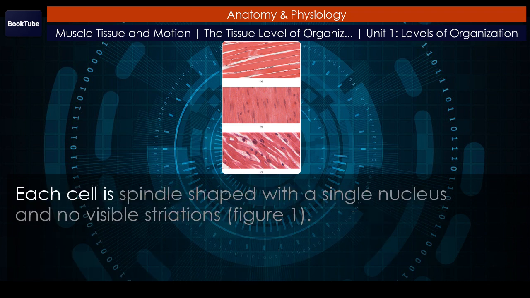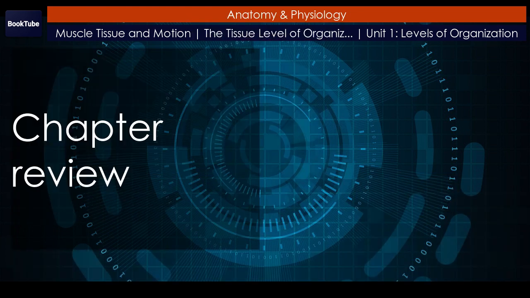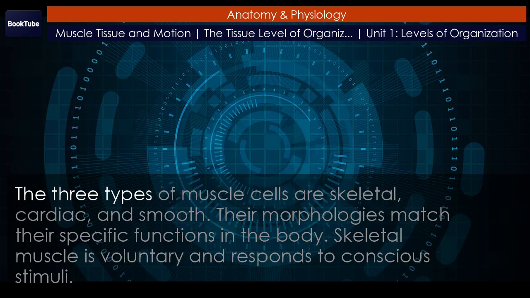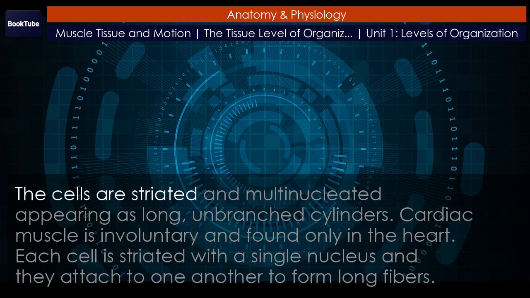Each cell is spindle-shaped with a single nucleus and no visible striations. Figure 1. Chapter Review. The 3 types of muscle cells are skeletal, cardiac, and smooth. Their morphologies match their specific functions in the body. Skeletal muscle is voluntary and responds to conscious stimuli. The cells are striated and multinucleated, appearing as long, unbranched cylinders.